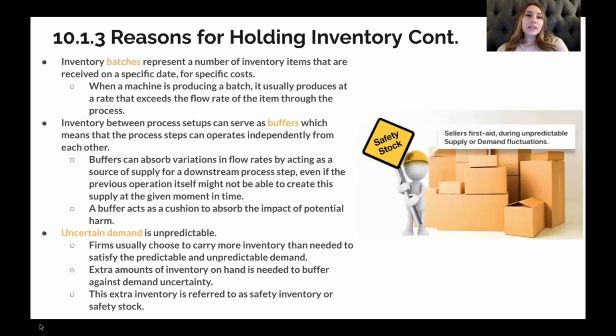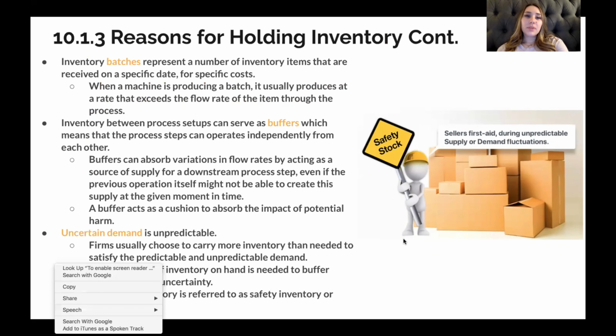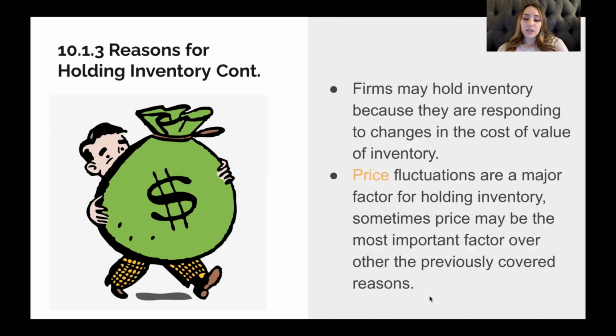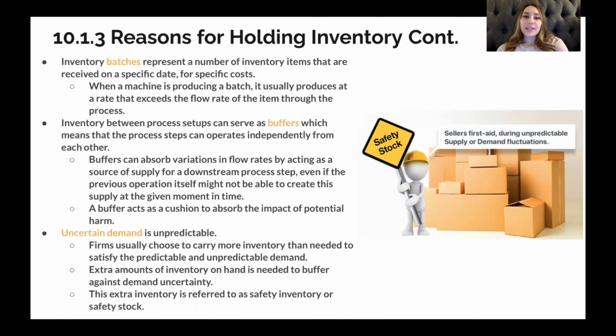Inventory batches represent a number of inventory items that are received on a specific date for specific costs. When a machine is producing a batch, it usually produces at a rate that exceeds the flow rate of the item through the process. And this inventory between process setups can serve as buffers. This just means that the process steps can operate independently from each other.